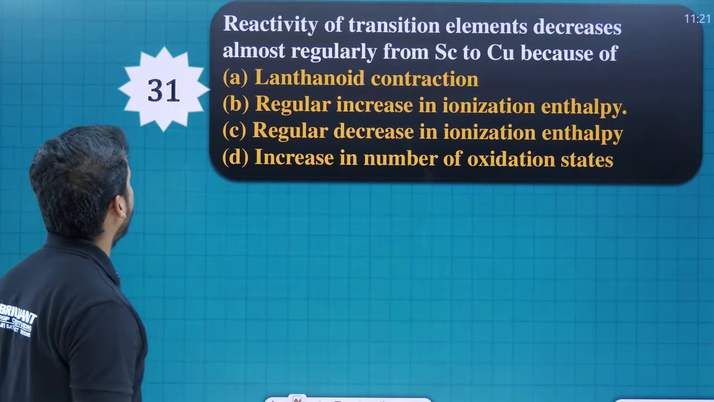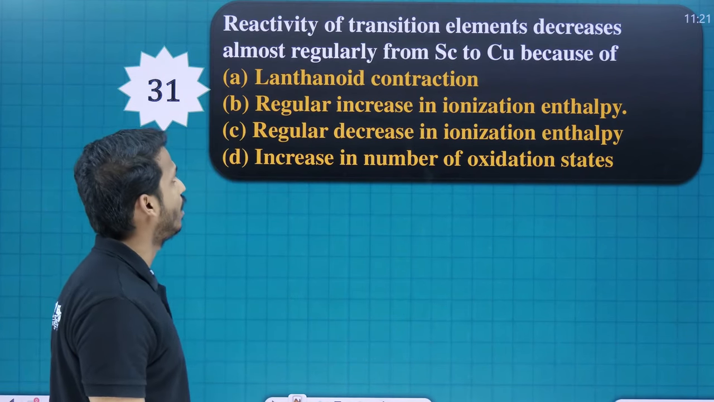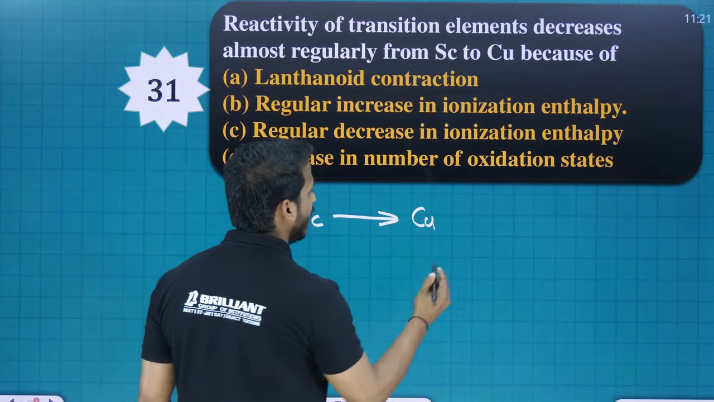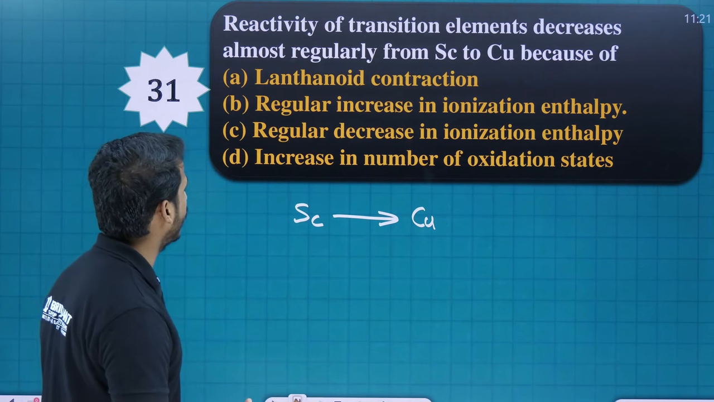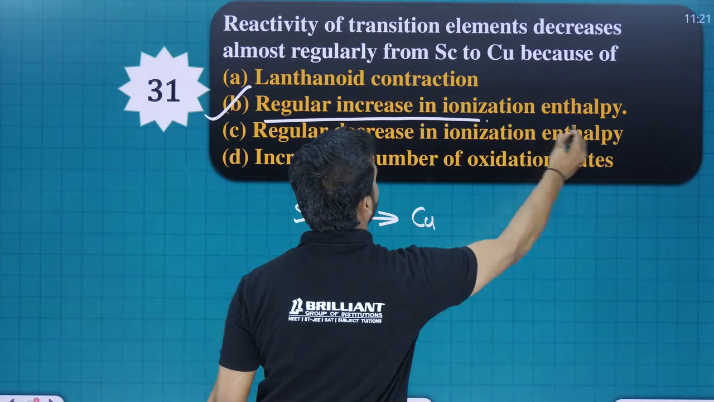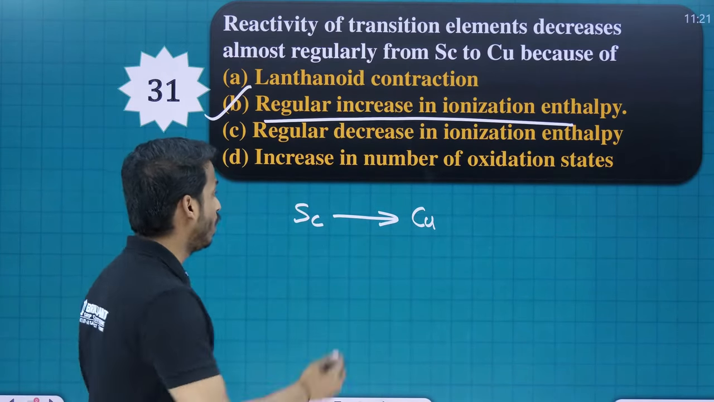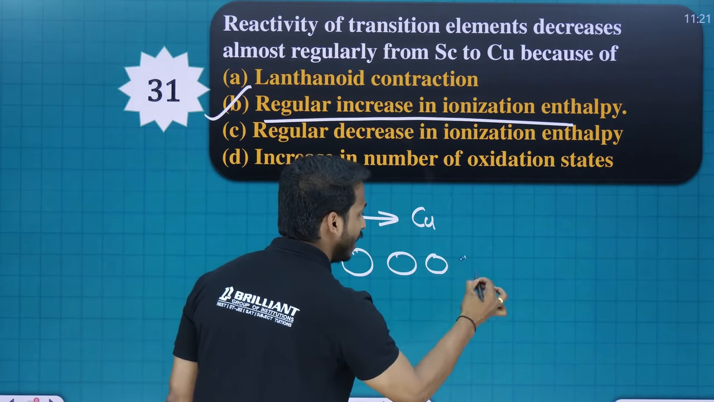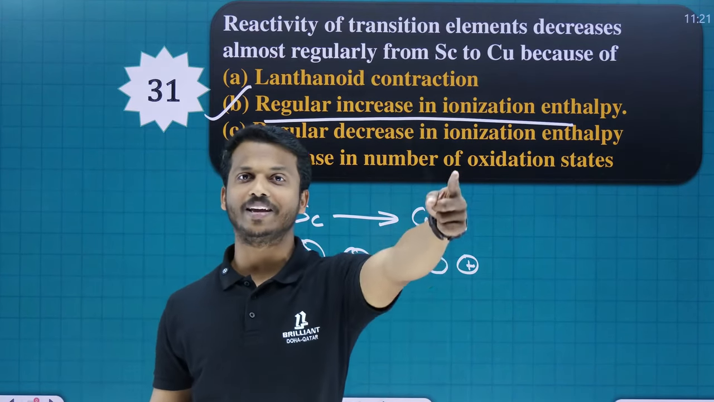Ready. 31. Reactivity of transition elements decreases almost regularly from scandium to copper. Why does the reactivity of the metal decrease from scandium to copper? Is it due to lanthanide contraction? No. It is due to the regular increase in ionization enthalpy. Left to right, atomic size decreases. Atomic size decreases means ionization enthalpy increases.